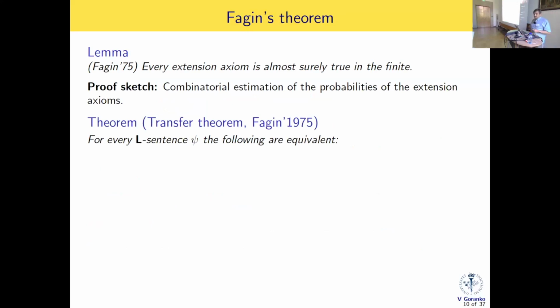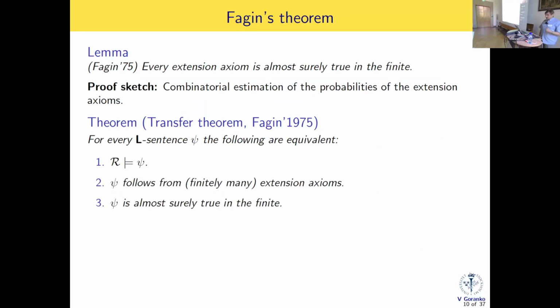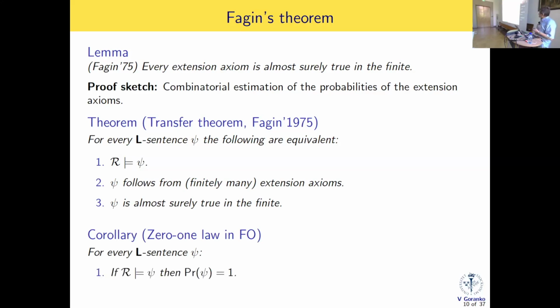But then, using this lemma, he proves this very, to me, beautiful theorem. It says that for every sentence of our language, the following are equivalent. That sentence is true in the countable random structure precisely when it follows from the extension axioms, and it's precisely when it is almost surely true in the finite. In other words, the almost sure truth in the finite turns out to be equivalent to a precise, crisp truth in one particular infinite structure. So this is the transfer theorem. And then as an immediate corollary, because every such sentence is either true or false there, and if it's false then its negation is true, what follows is that every first-order sentence will have an asymptotic probability, either 1 or 0. And so this is essentially the 0-1 law.